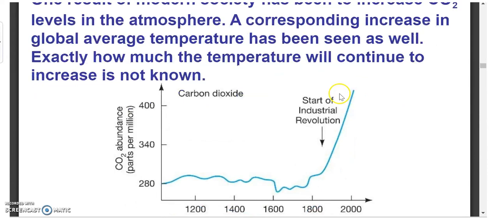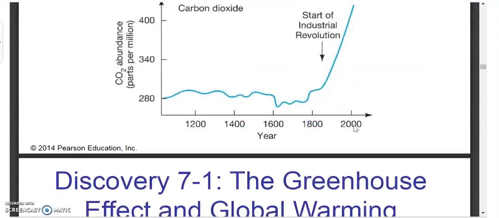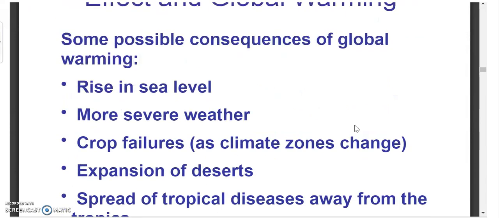All right, so this is the continuation of Chapter 7. So here, as I was just talking about in the last video, we see the levels of carbon dioxide rising, and of course with that comes an increase in the average temperature across the planet Earth. All right, what are some possible consequences?